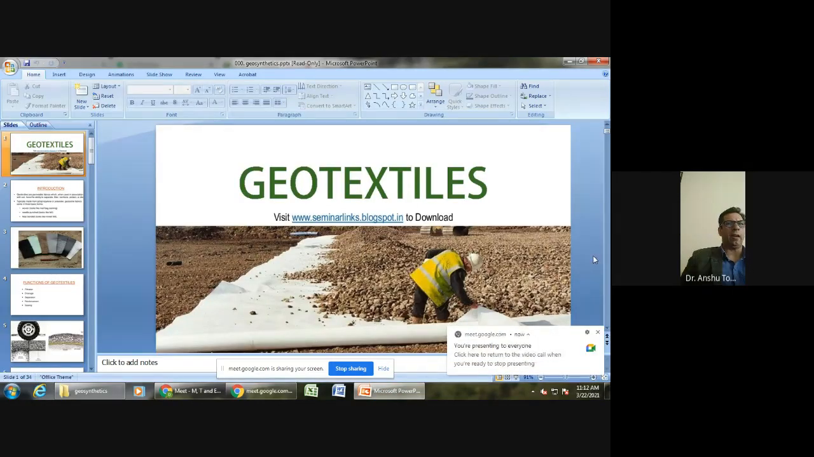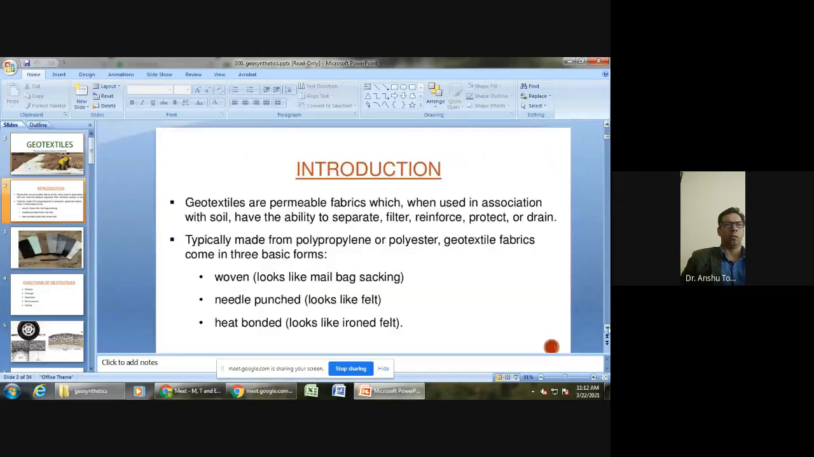So the timber we have already discussed. Now we will be moving on to geotextiles. As you can see in the picture, they have several uses. What are geotextiles? As you can see on the screen, geotextiles are permeable fabrics.